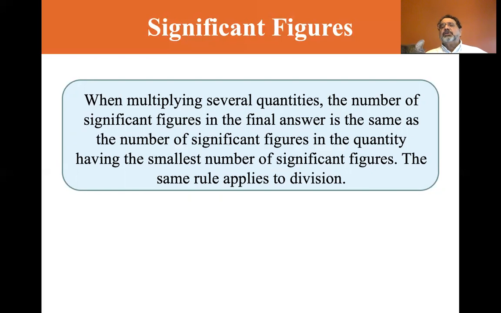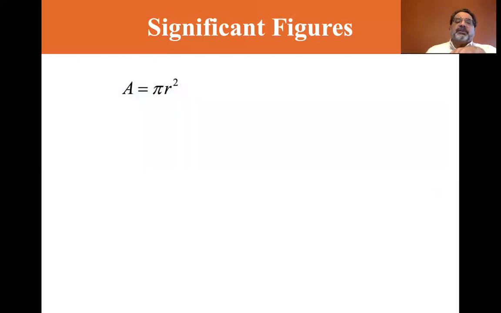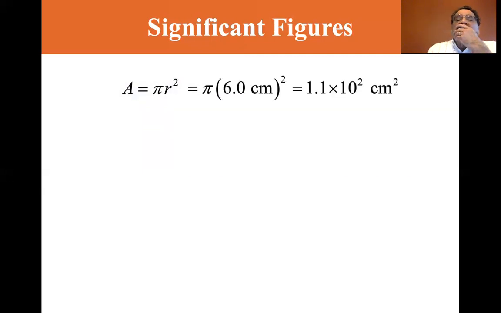So you have to use the smallest number of significant figures. There's no way to maintain the three significant figures if you're multiplying by something that only has one. So it has to take the smallest number of significant figures. So you have an area is pi r squared. Now pi can be calculated to as many significant figures as you want, but your radius here is only two significant figures.